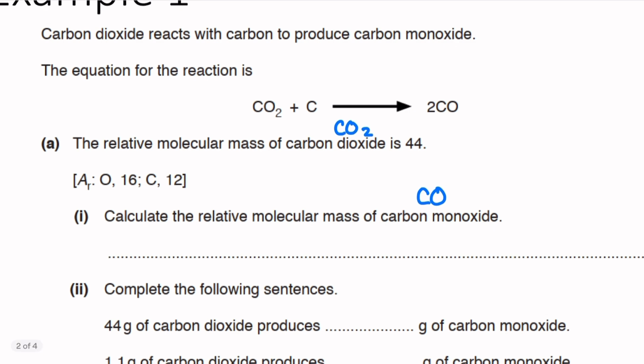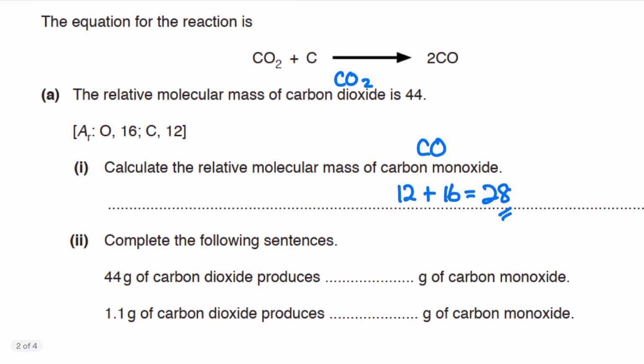Shall we include the 2? The proper answer is no, because for relative molecular mass, you don't need to include the 2 in front. Okay, so bear in mind. So where to get, how to calculate? So carbon is 12 plus 16, so you get 28. So that's all for part 1.